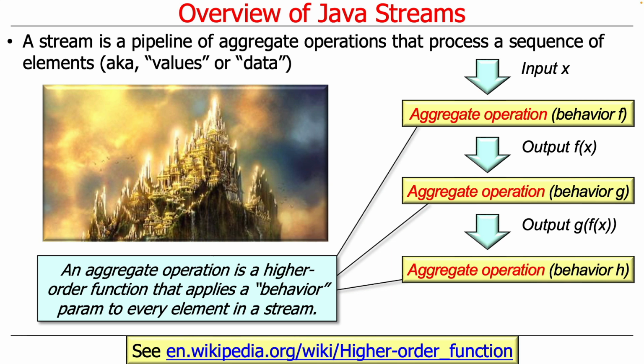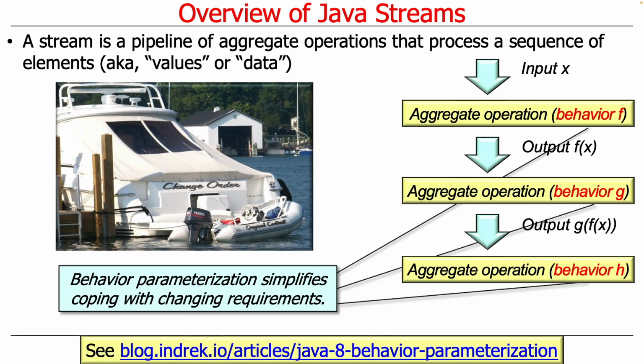An aggregate operation is a so-called higher order function that applies a behavior parameter to every element in a stream, or potentially every element in a stream. Higher order function is just a highfalutin way of saying a function or a method that takes a method or a function, or in this case, a behavior, which is either going to be a lambda expression or a method reference, or an object or something. This use of behavior parameterization simplifies dealing with changing requirements, because we can keep the flow of operations constant and then change the behaviors.